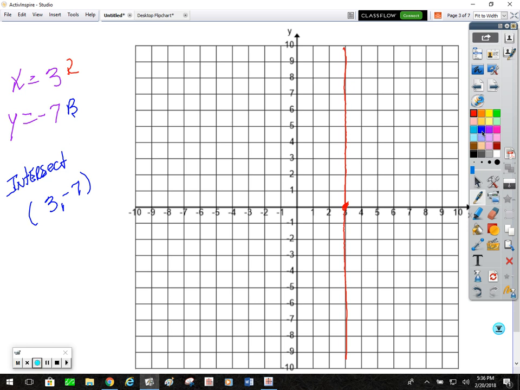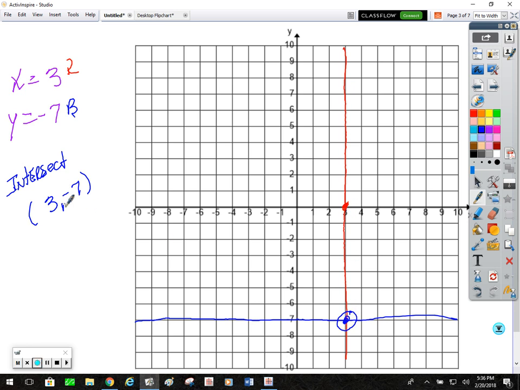Now let's go to the blue line. Well, the blue line says a horizontal line at negative 7, or I'm crossing the y-axis at negative 7. So if I go across here, and what I noticed a while ago, there's my point of intersection, and it is at 3, negative 7.